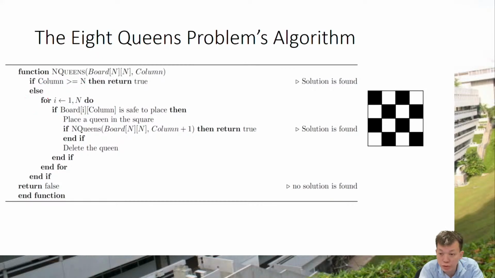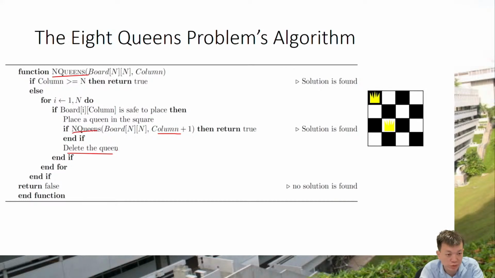So you will start from i equal to 1 to n. Then you check whether this position is safe to place. Then you place a queen. Then you recursively call the N-Queens problem for the next column, and keep doing this. When you cannot find the solution, you will delete the queen and then try another new place. So that will be something like this.